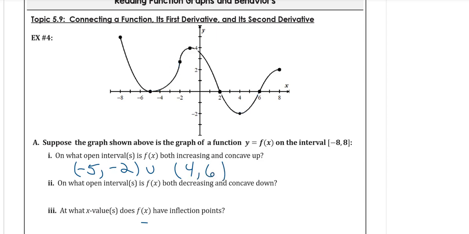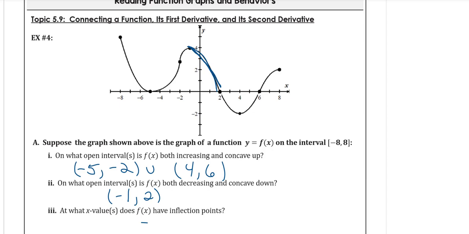Okay, next question. On what open intervals is f both decreasing and concave down? So we have that just at one place, and that would be from that -1 to here. We're concave down, and we would have a negative slope for the tangent line there. So just from -1 to 2.